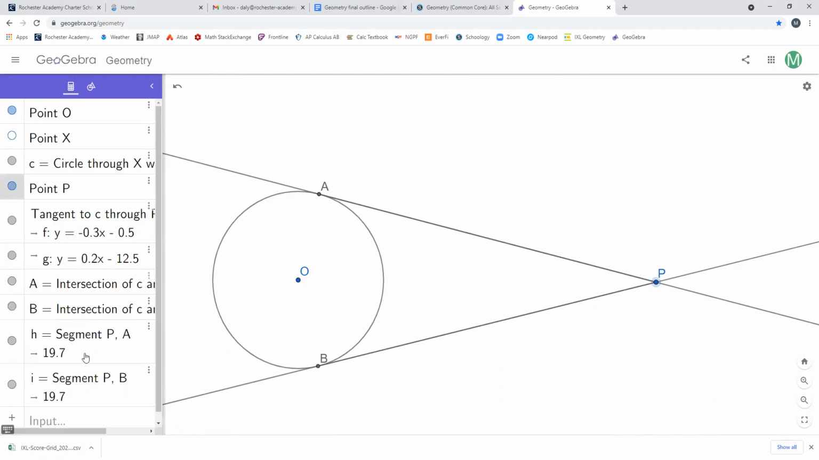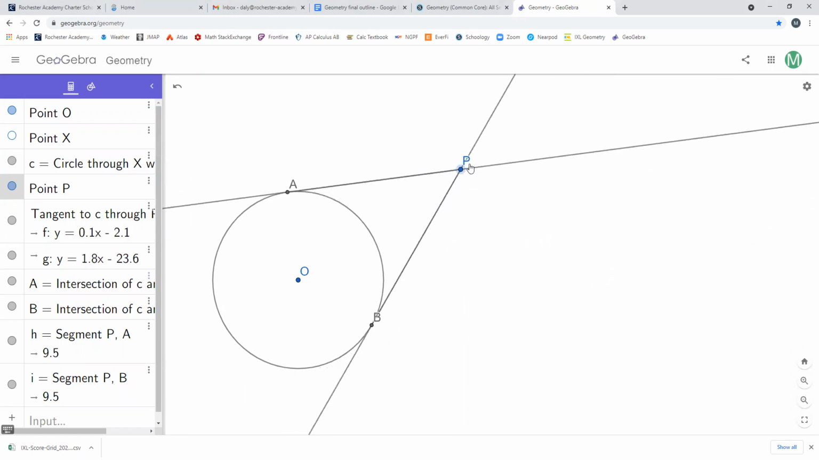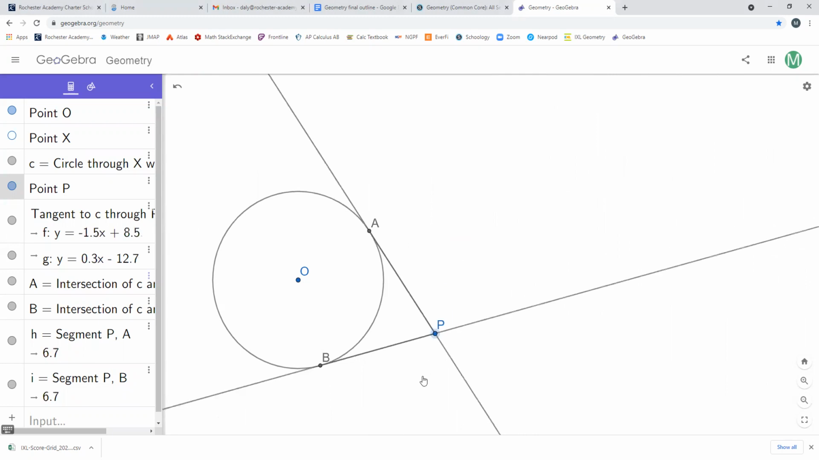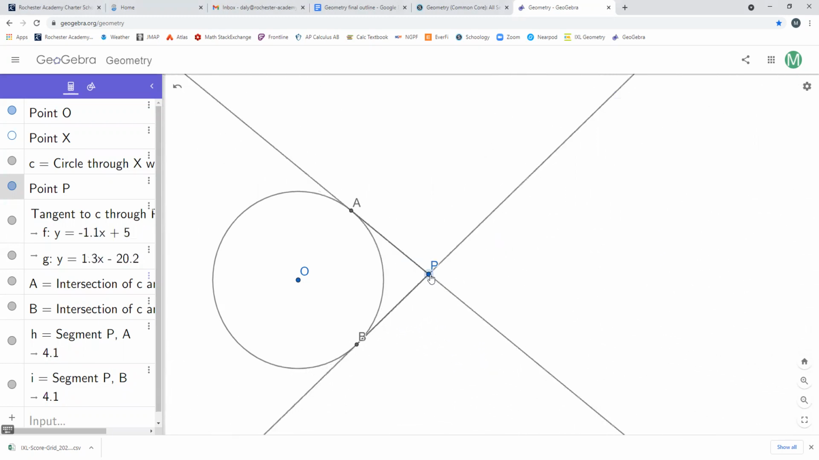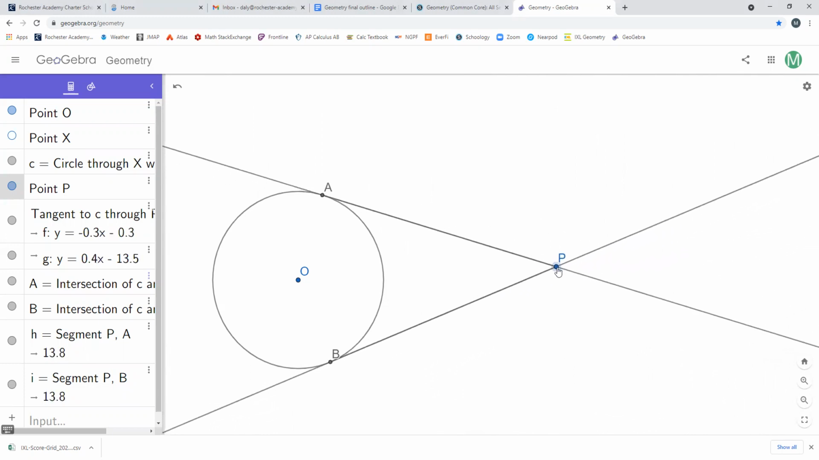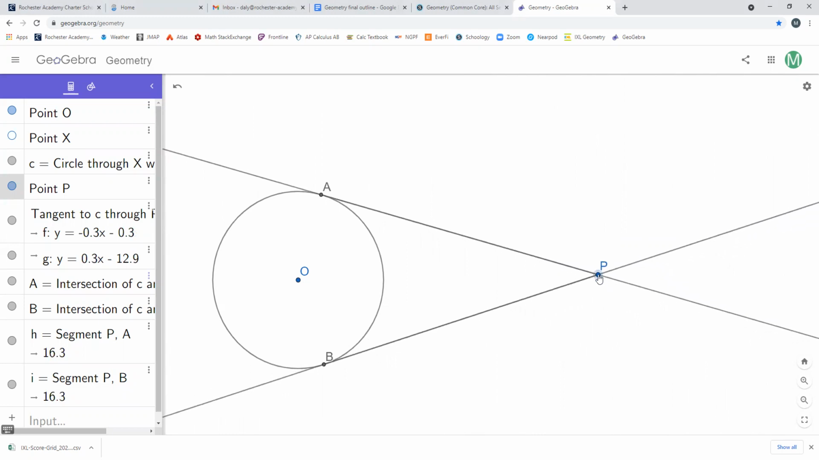And so what I've got here is those line segment lengths. In this diagram, both of those distances are 19.7. Let me move point P around. So what do you notice? The tangents are moving. The distances are changing, but the distances of the two tangents are always remaining the same. So that's an interesting conjecture. Let's see if we can prove that.